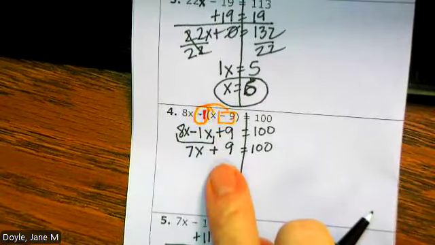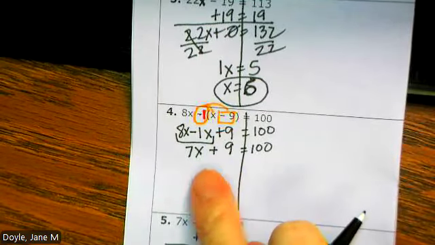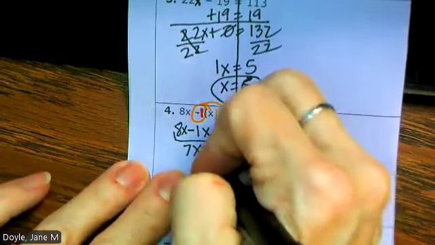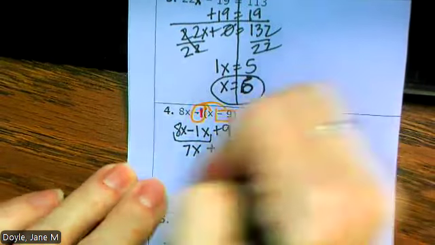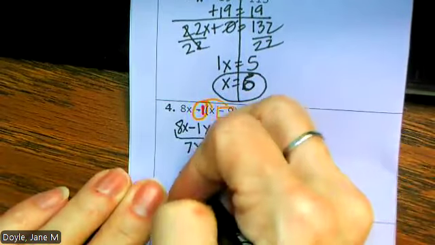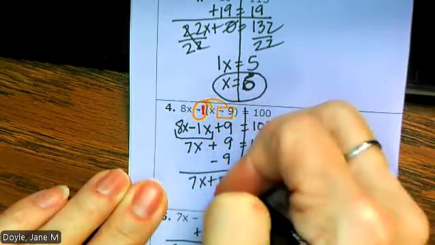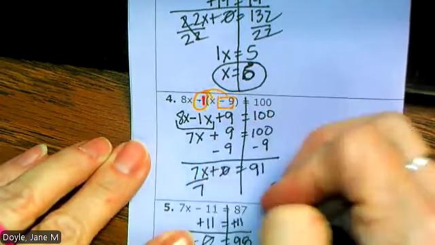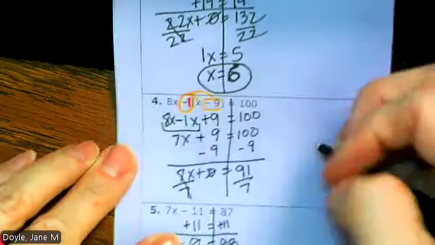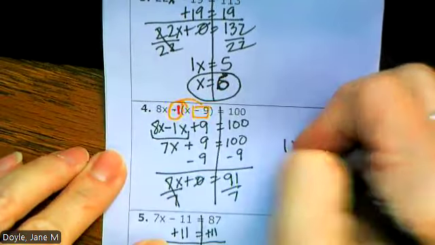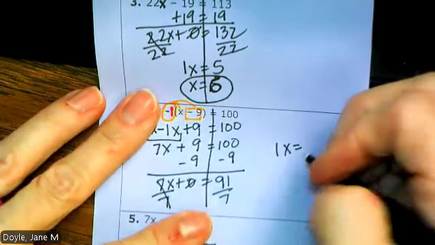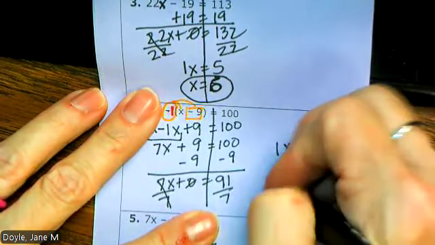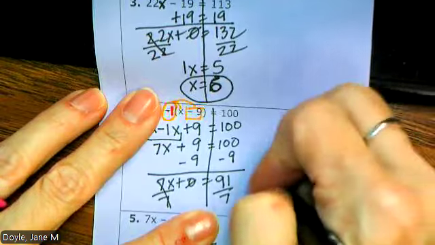And then, let's see. If 7x plus 9 is equal to 100, I am adding 9 to my variables, so I'm going to subtract 9. Do to one side, do it to the other. So we end up with 7x plus 0 is equal to 91. And last, we're multiplying by 7. We're going to divide by 7. 7 divided by 7 is 1x is equal to, and 91 divided by 7 is 13. So x is equal to 13.